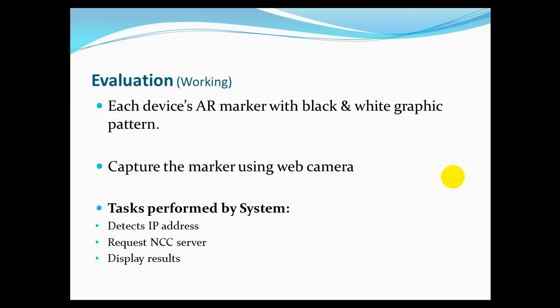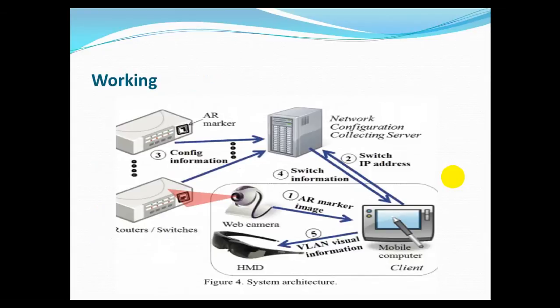The system maintains a database record of the IP addresses and the port array image, and it can perform the following tasks: it detects the IP address, it requests the network configuration collecting server, and it displays the results. From this figure you can see that the system detects the IP address of the device from the marker's graphic pattern captured by the web camera, and then requests the network configuration collecting server to get the latest information of that device by the detected IP address.